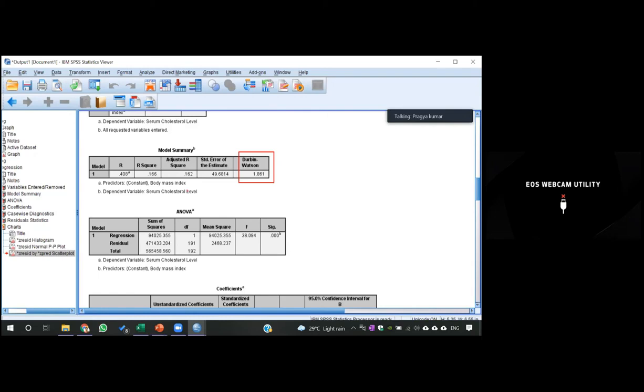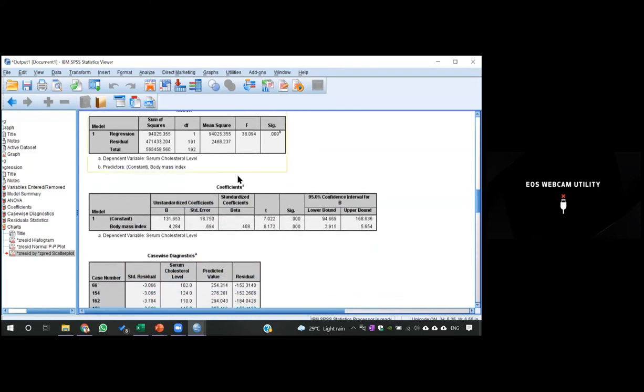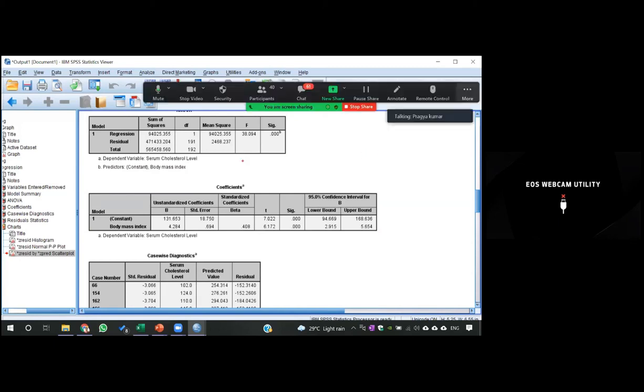And then comes this ANOVA. This ANOVA gives you the significance of this equation which you have taken. So this gives you the value of ANOVA, the 2 degrees of freedom, that is 1 and 92, and the significance value, that is 0.00. So this is a significant model which you are going to report. Then comes your actual coefficients.